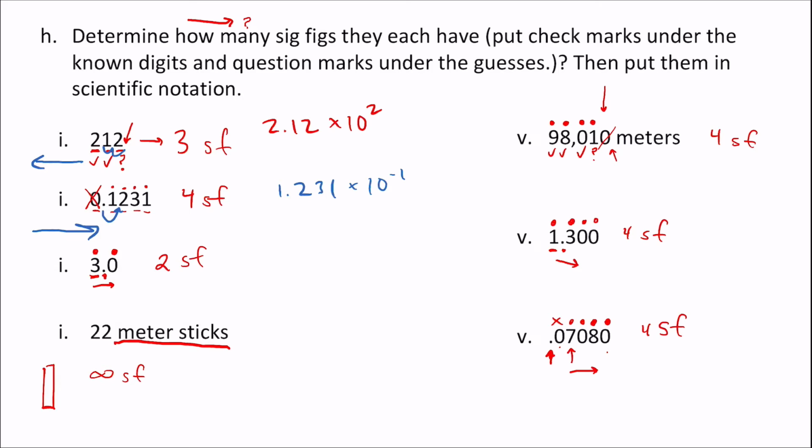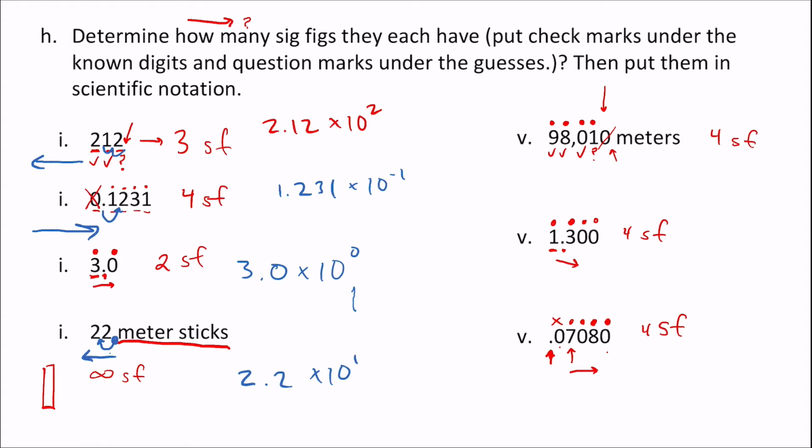Okay, so for this one, we're not moving the decimal. So it's 3.0 times 10 to the 0. Whenever you don't have to move the decimal point, you use times 10 to the 0 power. 22 meter sticks, we can still put that into scientific notation. We would just do 2.2 times 10, and then the decimal is here. We're moving it to the left once, so it would be a positive 1.